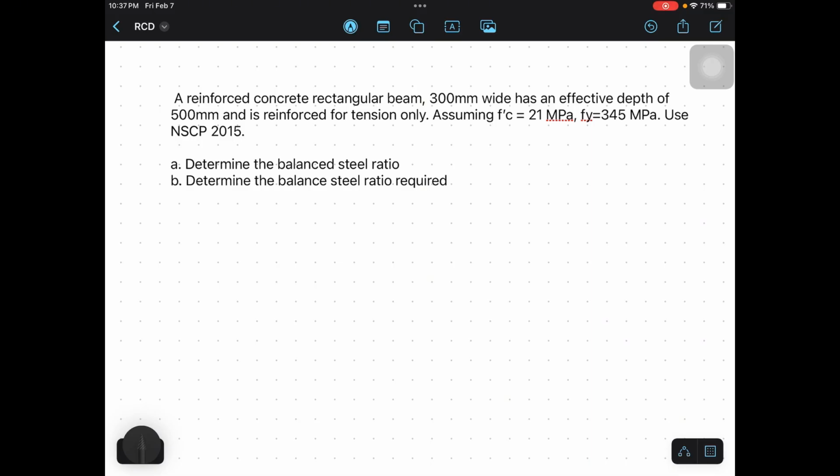A reinforced concrete rectangular beam having a dimension of 300 mm wide and has an effective depth of 500 mm is reinforced for tension only, assuming f'c is equal to 21 megapascals and fy is 345 megapascals. Using NSCP 2015 provisions, determine the balanced steel ratio and determine the balanced steel area required.